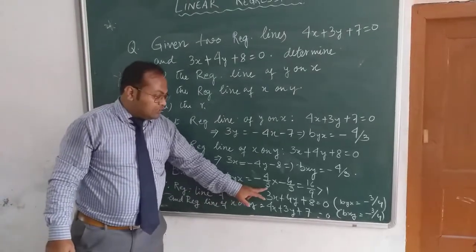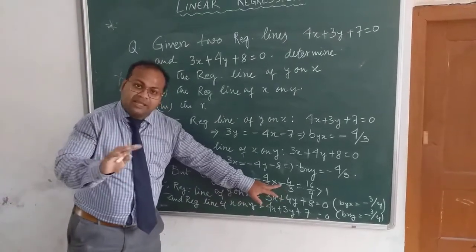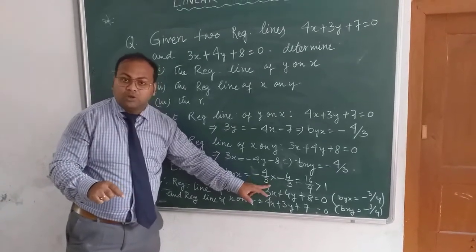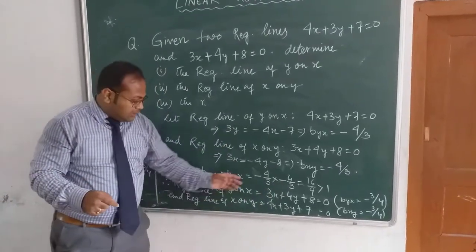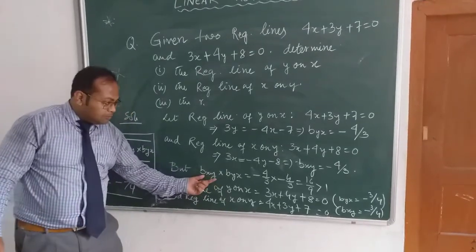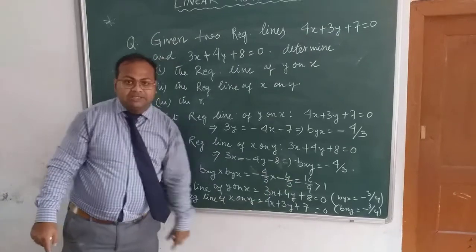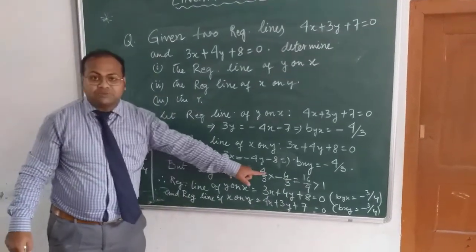So if the multiplication is coming less than 1, then the assumption is correct. But if the multiplication is more than 1, then the assumption is wrong. Here we can see in this particular example, bxy into byx is coming 16 by 9. Definitely it is more than 1. So that means the assumption is wrong.